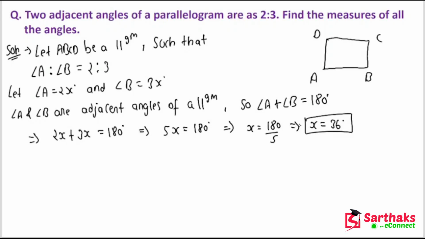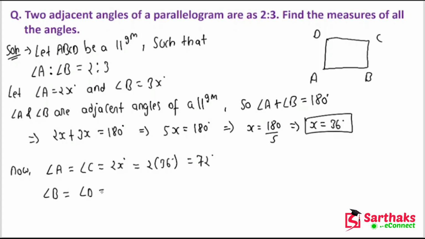Now we have to find the measures of all the angles. So angle A is equals to, clearly opposite angles are equal in a parallelogram, so angle A is equals to angle C, but angle A was equals to 2x degree, which is nothing but 2 into 36 degree. So angle A and angle C both have the measure 72 degree. Similarly, angle B, which was nothing but 3x, is also equals to angle D because opposite angles are equal. So it is equals to 3x degree, right? So we can multiply 3 by this 36 degree and we can get 108 degrees, right? So these are the measures of all the angles. Angle A and C each measure 72 degree and angle B and D each measure 108 degree, right?